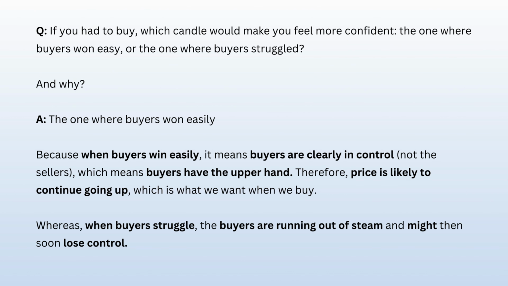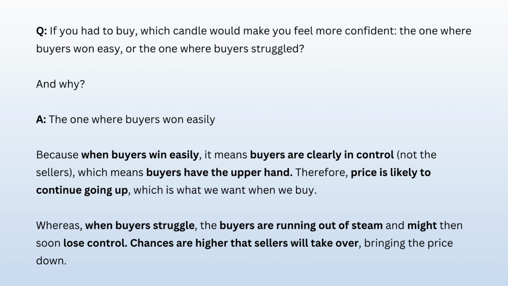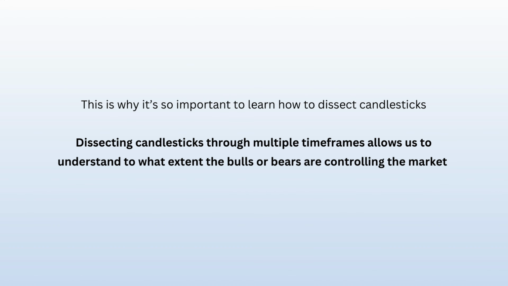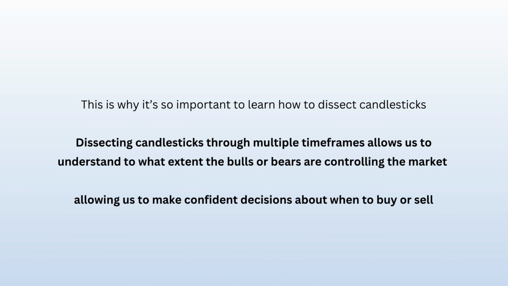But when the buyers are struggling, the buyers are then running out of steam, which means that the buyers might then soon lose control. To whom? To the sellers, which means that the chances are higher that sellers are going to take over, which means that the chances are even higher that the price is going to be brought back down. And that is exactly what we do not want when we're buying. And this is why it's so important to learn how to dissect candlesticks. Dissecting candlesticks through multiple time frames allows us to understand to what extent the bulls or the bears are controlling the market. And that is what allows us to make confident decisions about when to buy and when to sell.